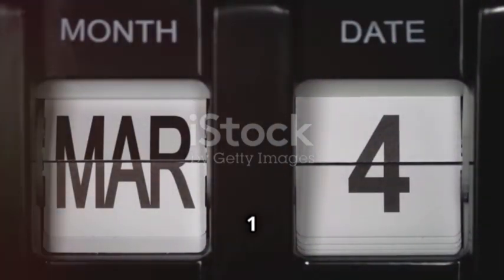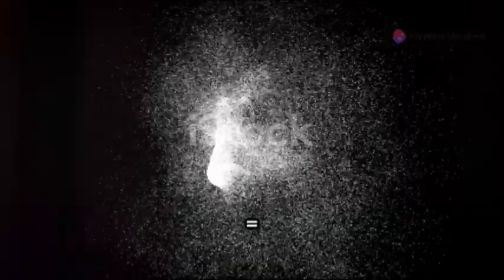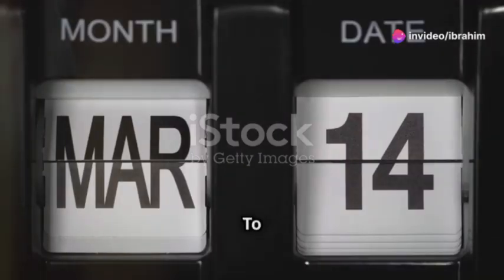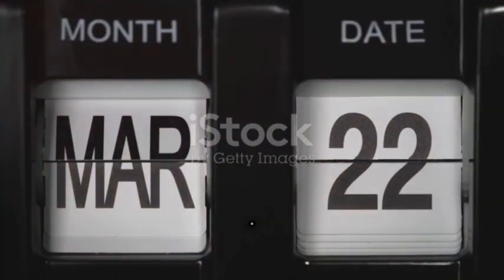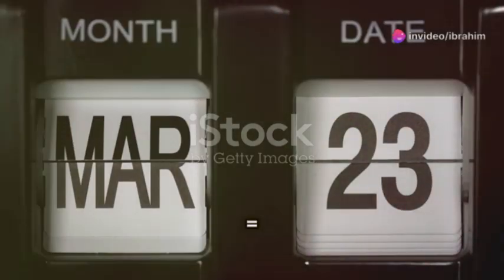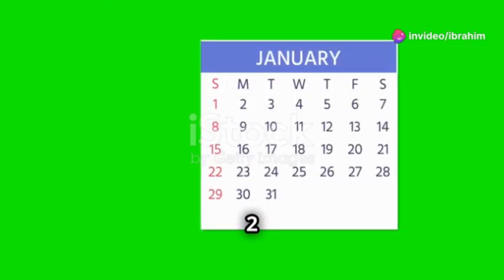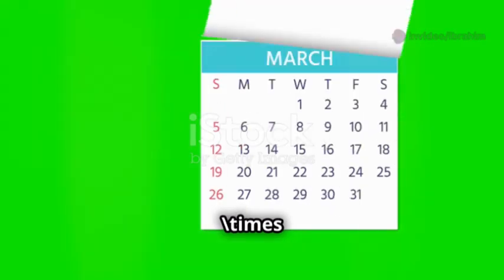Starting from 1, 1 is 1 times 1 equals 1. To 4, 4 equals 2 times 2 equals 2 plus 2. To 14, 14 equals 7 plus 7 equals 2 times 7. To 5, 5 equals 1 squared plus 2 squared. To 12, 12 equals 2 plus 3 plus 7. To 42, 42 equals 2 times 3 times 7.